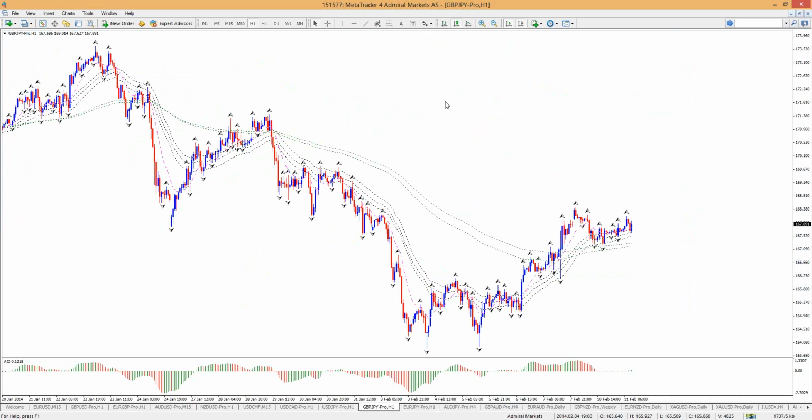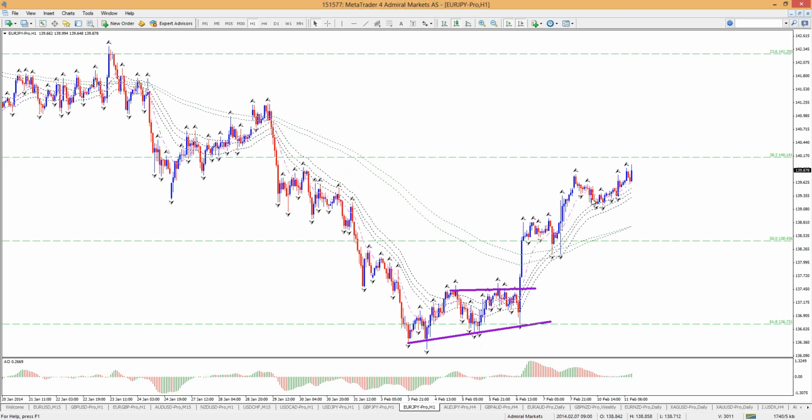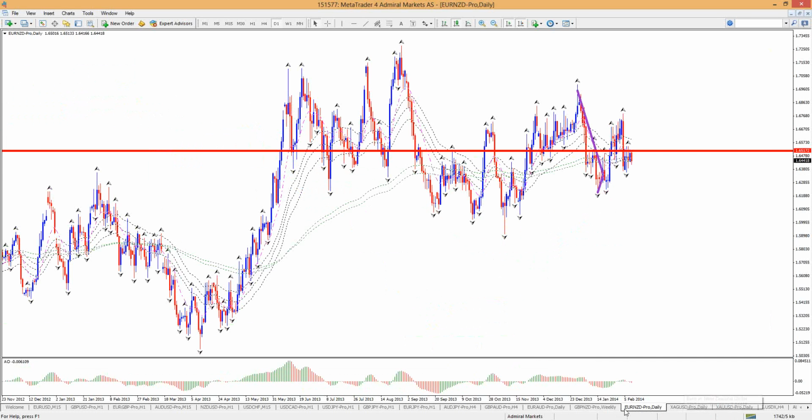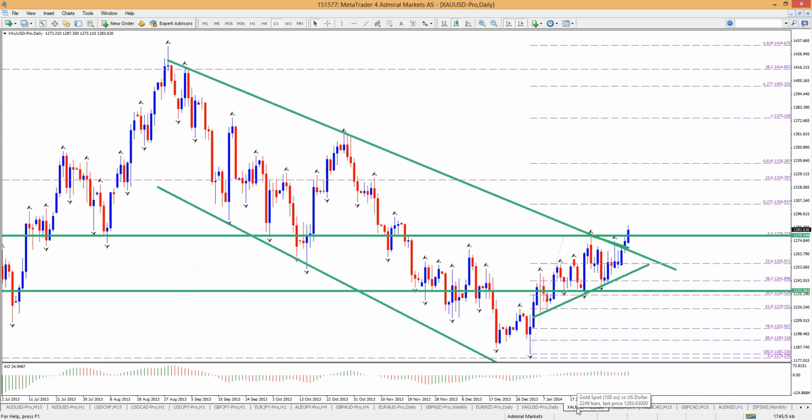Pound yen is the same as the euro and it's trying to break up. Moving averages are flatter than the euro yen, so the euro yen looks a lot better. Euro New Zealand is choppy as well, just like pound New Zealand is. So I'm not too interested in that. I won't waste your time with that.